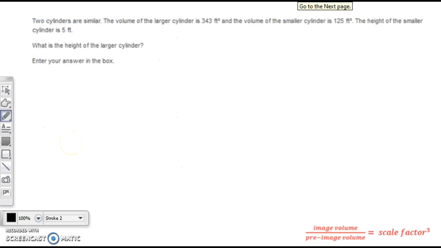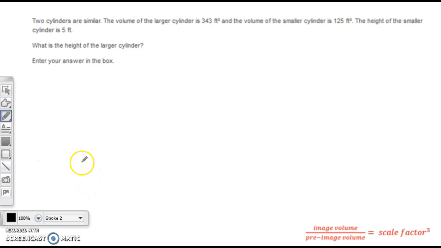All right, two cylinders are similar. The volume of the larger cylinder is 343 feet cubed. The volume of the smaller cylinder is 125 feet cubed. The height of the smaller cylinder is 5. What is the height of the larger cylinder? So for this one, there's a couple different ways you can approach it.